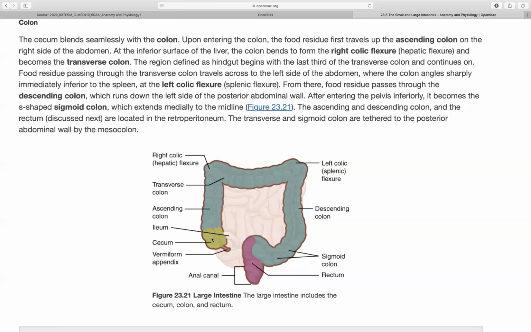Cecum is the first part, and then you have your ascending colon, and colon is just a generalized term for large intestine. Then you have the right colic or the hepatic flexure. This is the curve near your liver. Then your transverse colon. Then your splenic flexure, which is near your spleen. Then you have your descending colon, sigmoid colon. I kind of imagine this as an S, like that.